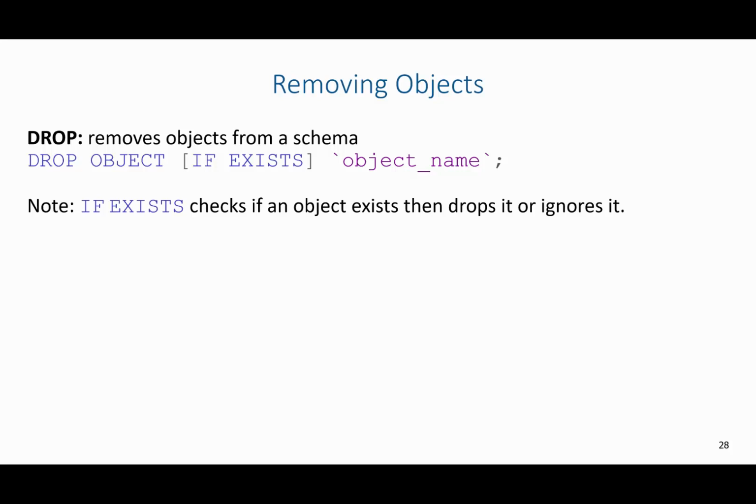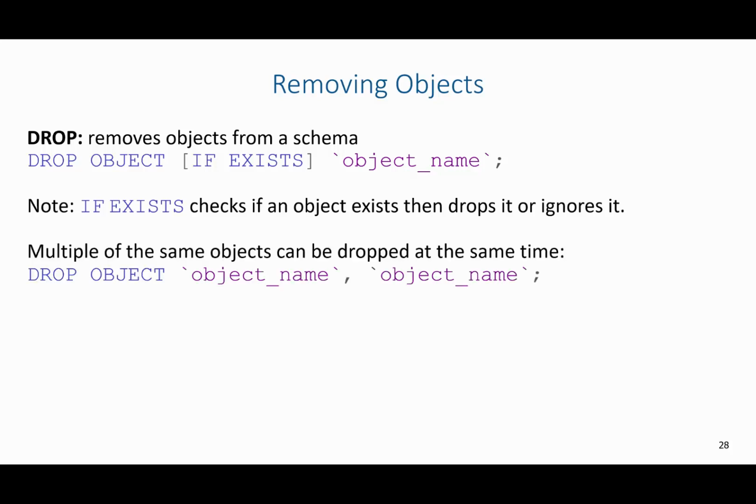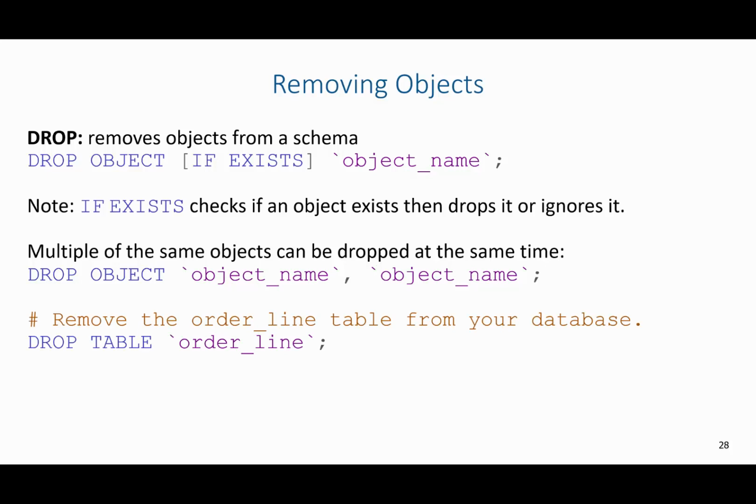So we say drop object and the name of the object. Additionally, we can drop multiple objects at the same time. We can say drop object and then just have a comma separated list of all the objects we want to drop. So if I wanted to remove the order line table from the database, I would say drop table order line.